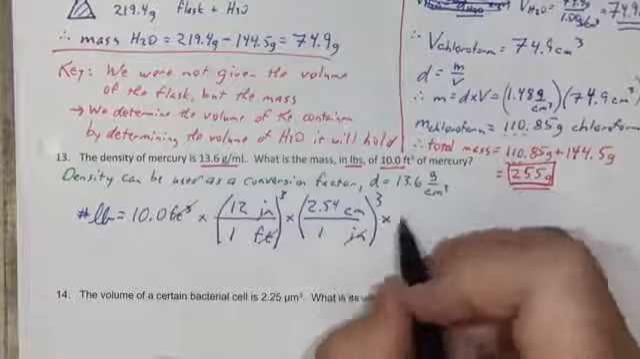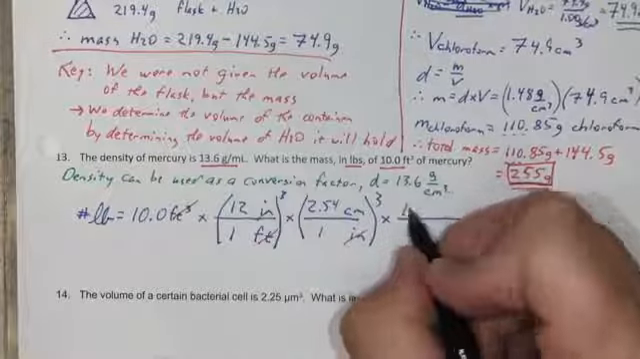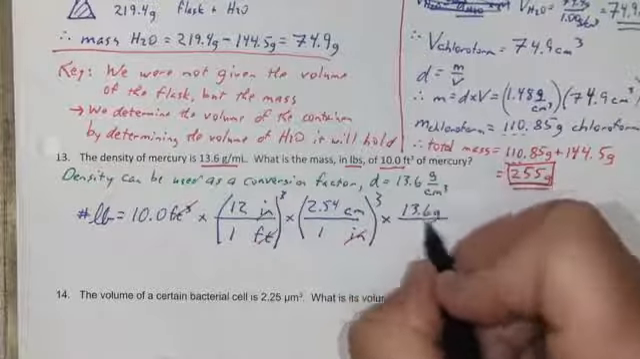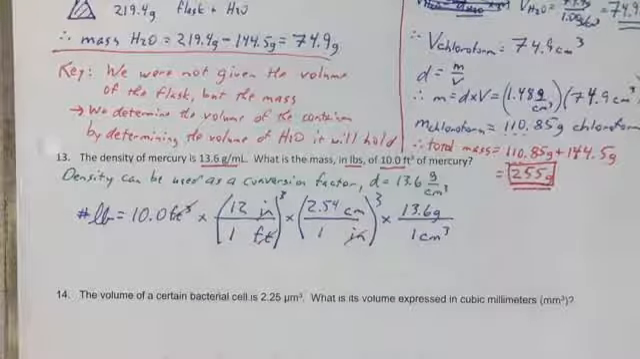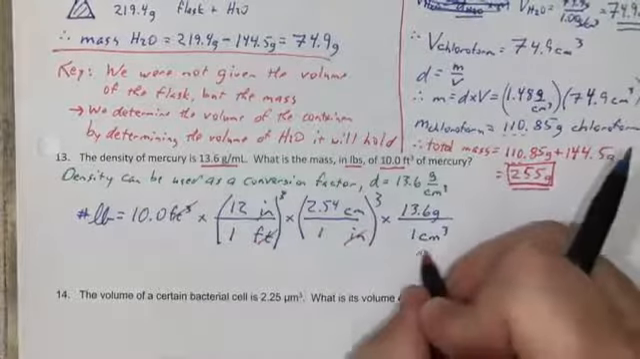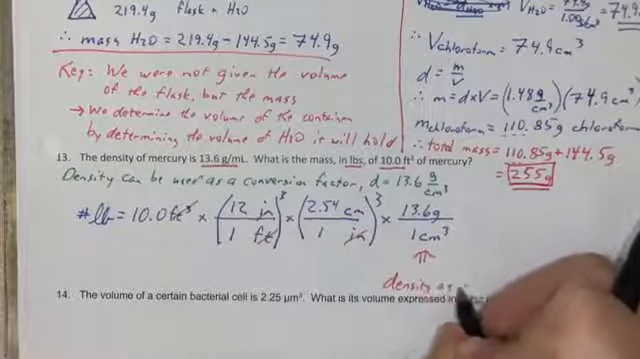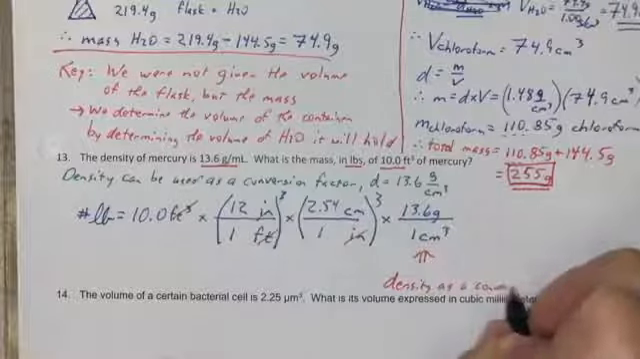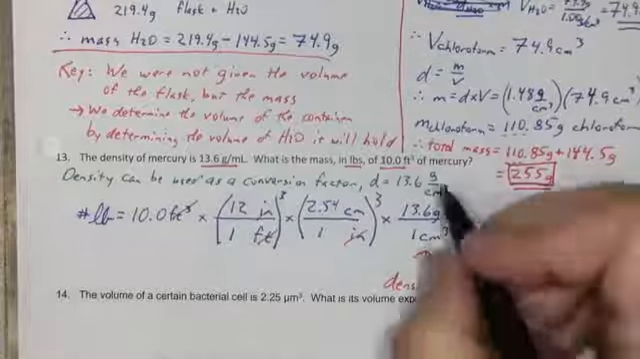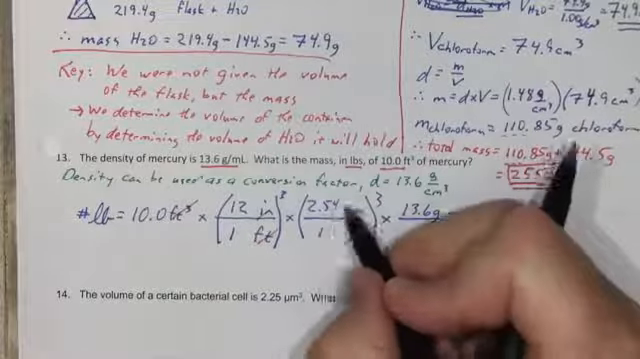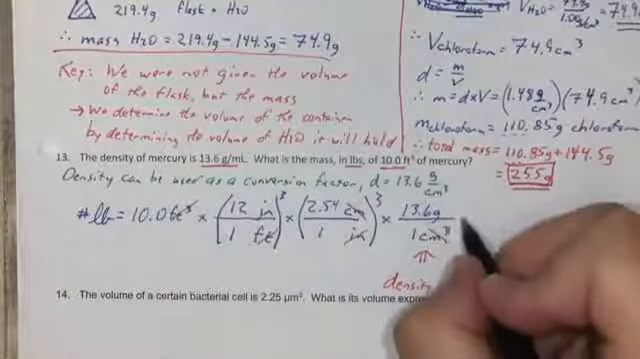So here's where I can use density as a conversion factor. This says that there are 13.6 grams of mercury in 1 cubic centimeter of mercury. So here's the step where we're using density as a conversion factor. And so that allows us to cancel the unit cubic centimeters, and now I have it in grams. Well, I want to go from grams to pounds.